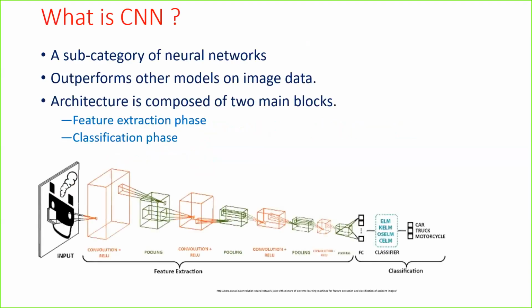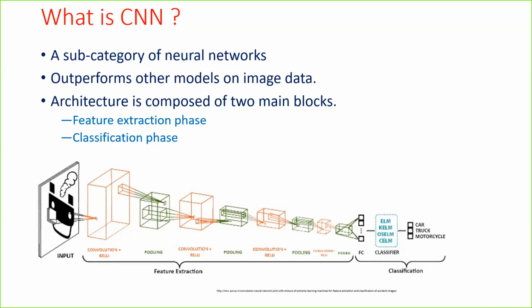Okay, so what is a convolutional neural network? This is a subcategory of the neural network, and it outperforms all the other models on image data, especially on image data. So it is proven to work well on image related applications or video related applications, etc.